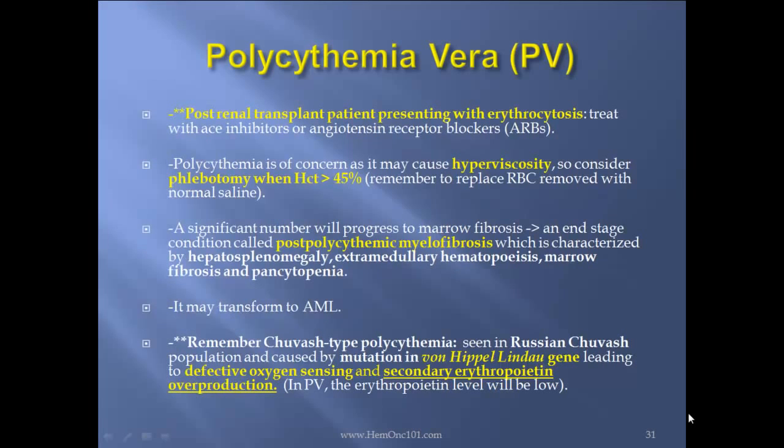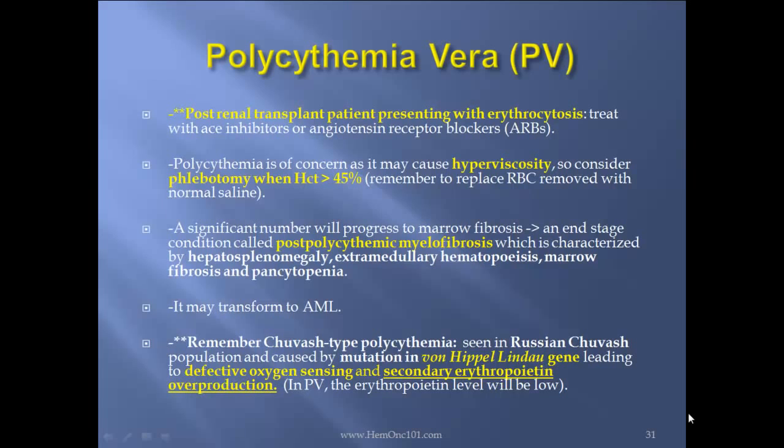Also, post-renal transplant patients presenting with erythrocytosis, treat them with ACE inhibitors or ARBs. Polycythemia is of concern as it may cause hyperviscosity, so consider phlebotomy for hematocrit more than 45%. Remember to replace RBC removed with normal saline. A significant number will progress to myelofibrosis, an end-stage condition called post-polycythemic myelofibrosis, which is characterized by hepatosplenomegaly, extramedullary hematopoiesis, myelofibrosis, and pancytopenia. It may transform to AML.